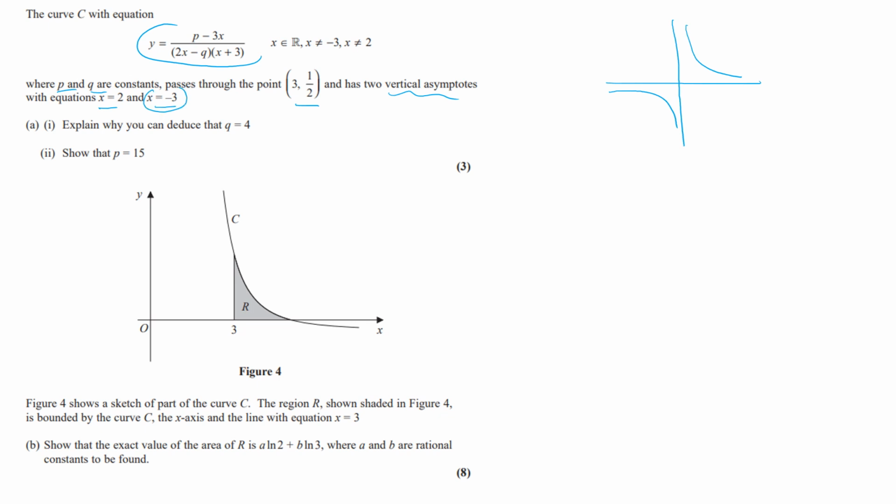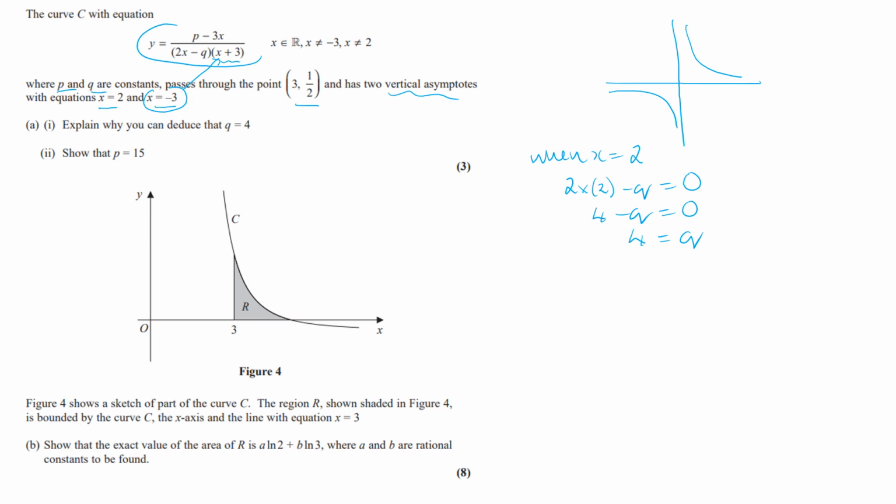And we can see here when we put x equals -3, that second bracket is going to be 0, and that gives us the vertical asymptote. But when x is equal to 2, then we're going to have a 0 on the denominator. And where's that going to come from? 2 times 2 minus q must equal 0. 4 minus q is equal to 0. So 4 is equal to q.